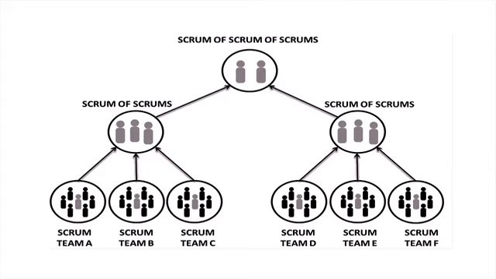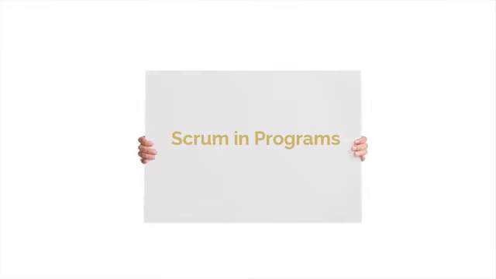A Scrum of Scrums meeting is held to coordinate the interdependencies between the related projects. A Scrum of Scrums meeting may then be conducted to coordinate and manage dependencies across all the projects. Now let's move on to see how Scrum is applied in programs and portfolios.